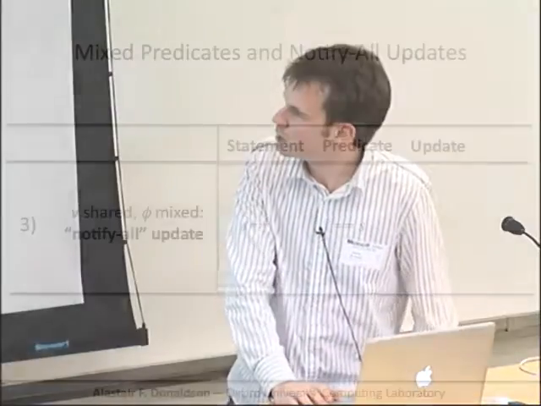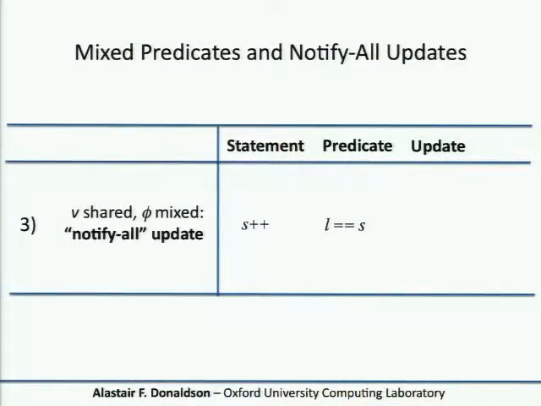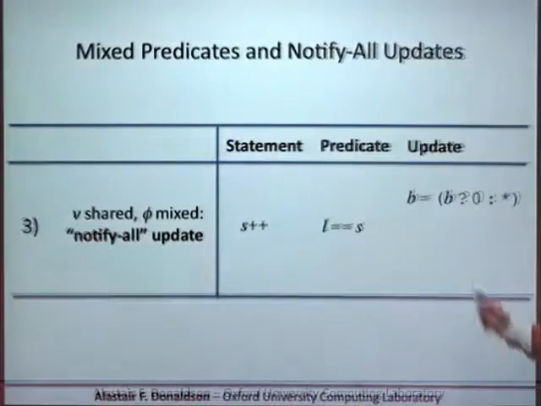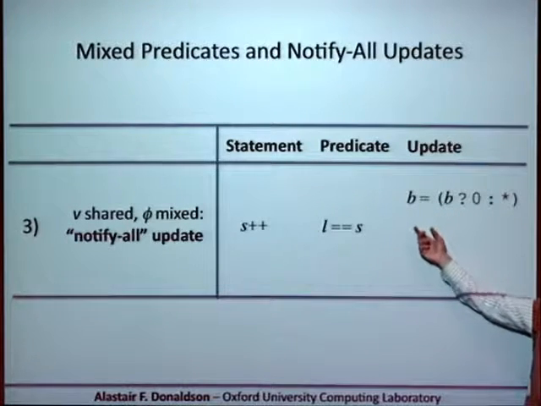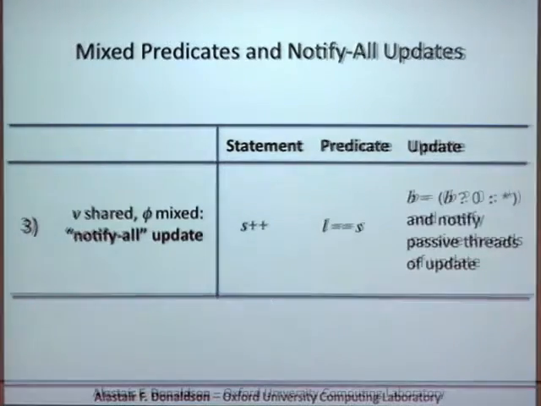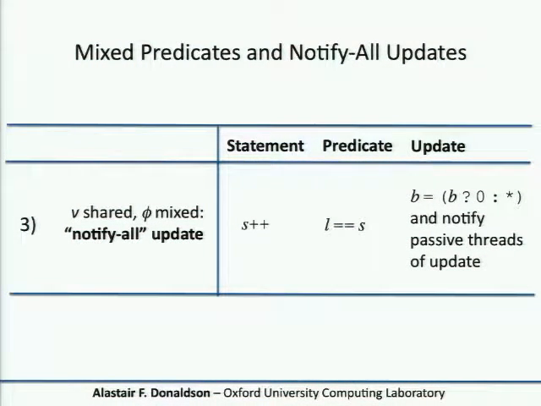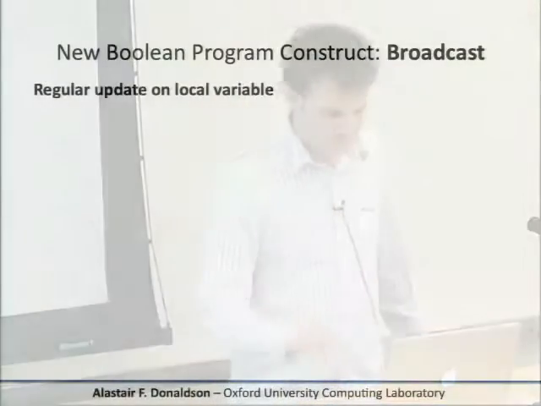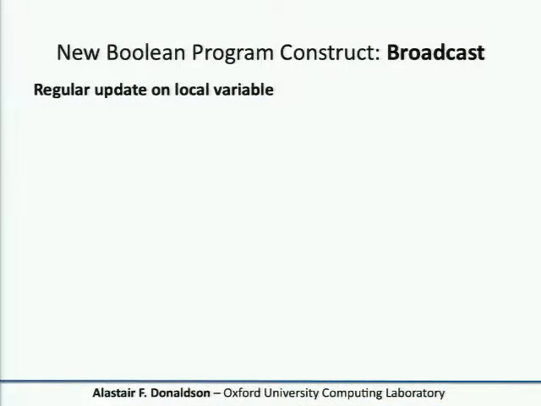And we handle this using what we call the notify all update. So if we had a statement S++, a predicate that says L and S are equal, then for the local thread, we output a normal update to say that this thread's Boolean b representing this predicate gets updated in the usual way. But we also need to tell all the passive threads to update their local variable for this predicate appropriately. So we do this by introducing a new Boolean programming construct called a broadcast.